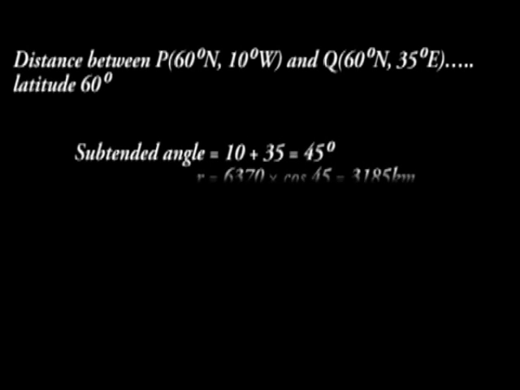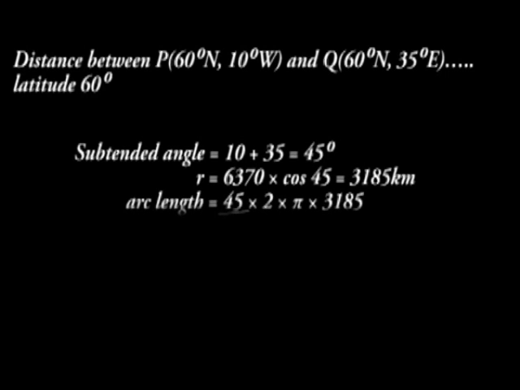For example, the distance between P, 60 degrees north, 10 degrees west, and Q, 60 degrees north, 35 degrees east. The angular difference is 10 plus 35, which is 45. r is 6370 cos 60, which is 3185 kilometers. The arc length will therefore be equal to 45 over 360 times 2 times pi times 3185, giving us 2502.5 kilometers.